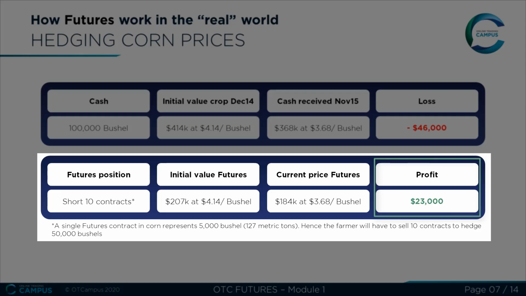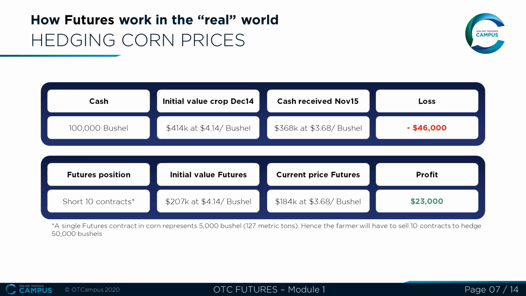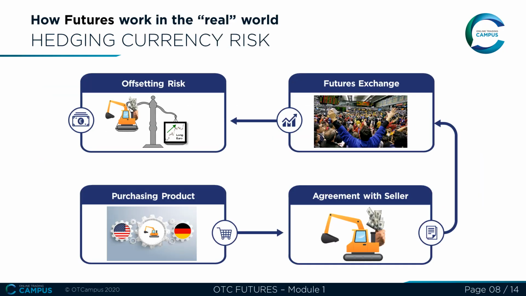A single futures contract in corn represents 5,000 bushels, which are, as we said, 127 metric tons. Hence, the farmer will have to sell 10 contracts to hedge 50,000 bushels. Obviously, the farmer could have offset his entire risk by shorting 20 contracts to hedge his entire 100,000 bushels. Let's look at one more example.